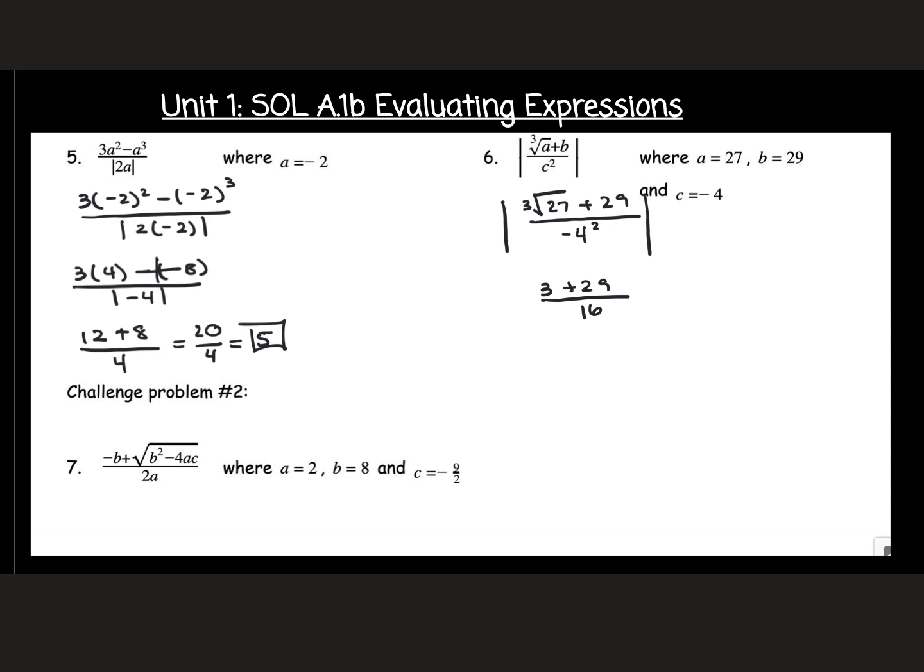Then we have 29 plus 3. Same difference. Or we can say 29 plus 3, commutative property. So that gives me 32 over 16. Remember, got to keep the absolute value bars. And we get the answer is 2.